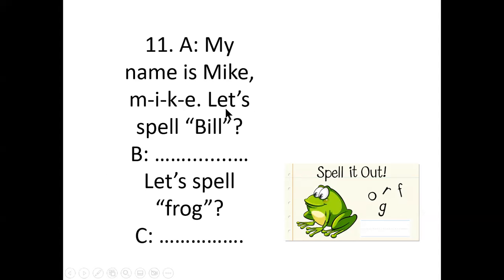11. My name is Mike. M-I-K-E. Let's spell Bill. B-I-L-L, B-I-double-L. Let's spell Frog. Initial is F. F-R-O-G. Okay, let's go forward.